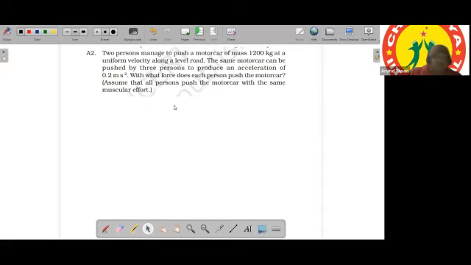Okay, so Orosmith will explain. Orosmith, can you explain this problem? Yes, sir. I don't want the solution. I want you to explain the situation. Can you? What do you get from the question?